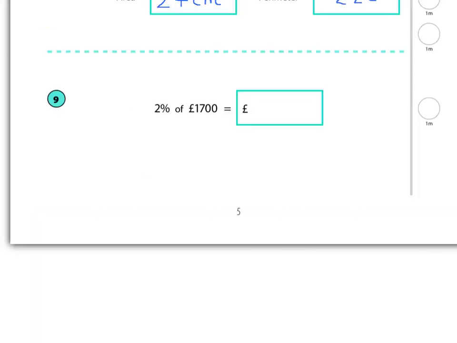Question 9. Find 2% of 1,700. Now, what I would do here is my first calculation would be I would find 10%. 10% would be dividing by 10, so that would make £170. Now from here it's very easy to work out 1%, because I simply divide my 10% answer by 10 again. So that would make it £17. Now the question I've been given, which is 2%, would be 2 lots of my 1% answer, which would be £34.